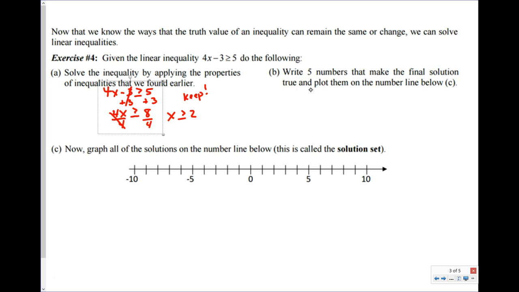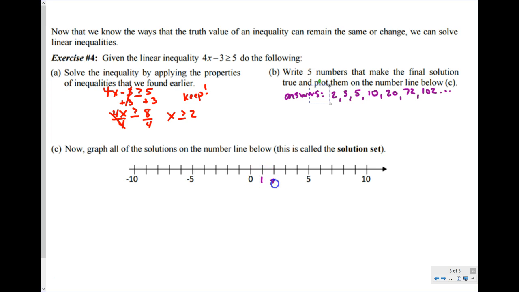So the answer isn't 2. It's not like an equation where the answer is 2. The answer is x is greater than or equal to 2. So some answers could be x is 2, 3, 5, 10, 20, 72, 102. Do you see where I'm going? It can be anything greater than or equal to 2. Okay, now this says write 5 numbers that make the final solution true and plot them. Now, x has to be greater than or equal to 2.